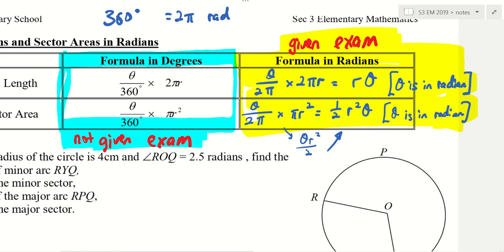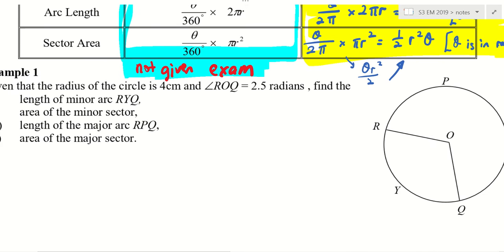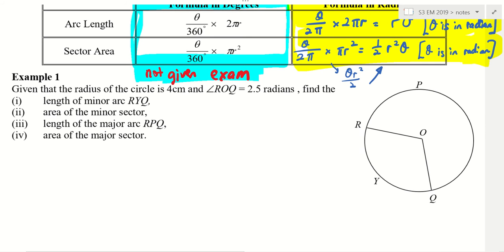Now, does it mean that I now have to convert all angles in radian to use this formula? Please don't. You know the question, they give you degree, use degree. They give you radian, use radian. Sure. Depends on question. Why? It's not easy.